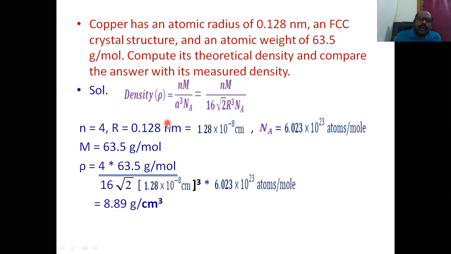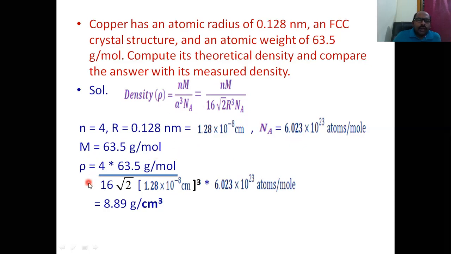Nano means 10 power minus 9 meters. So if we make it 10 power minus 8, multiplying and dividing by 10, we have converted into centimeters. Now the Avogadro number is 6.023 into 10 power 23 atoms per mole. The molecular weight is also given, 63.5 gram per mole.